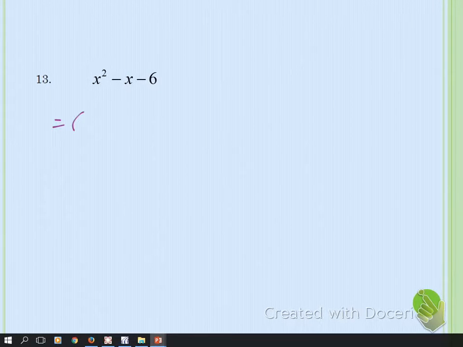GCF is just 1. Factor the first one into x and x. List your factors of negative 6. Negative 6 and 1. 6 and negative 1.